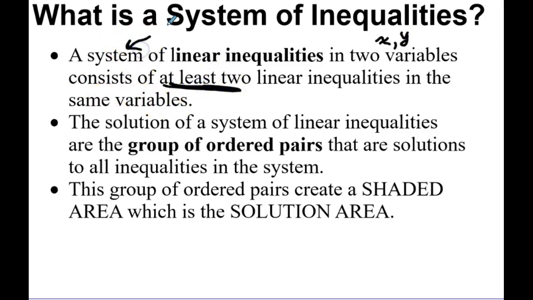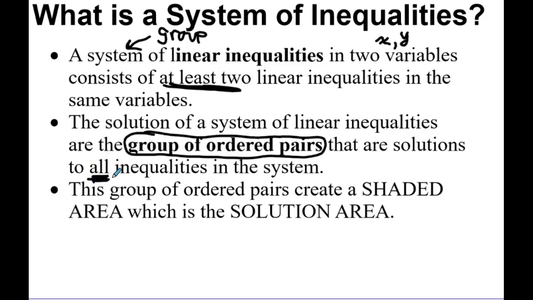So a system is basically a group of inequalities. And for that group, what we're going to look at is what possible solutions are provided to that group. A solution of a system is going to be a group of ordered pairs that are solutions to all of the inequalities in that system.